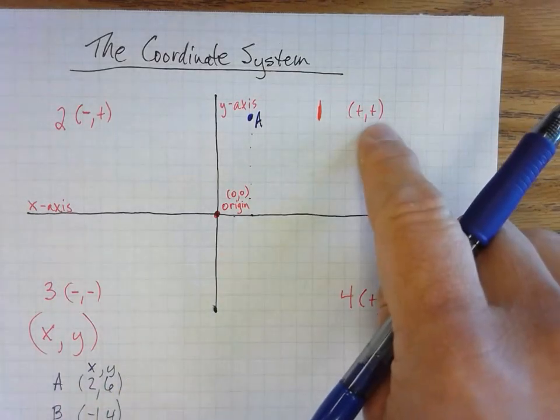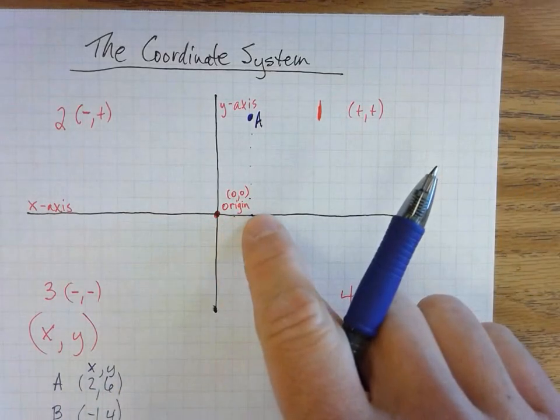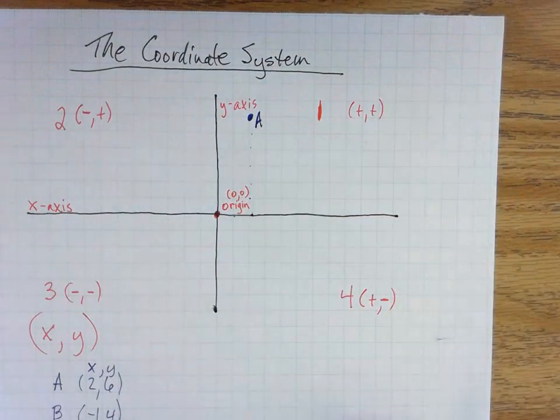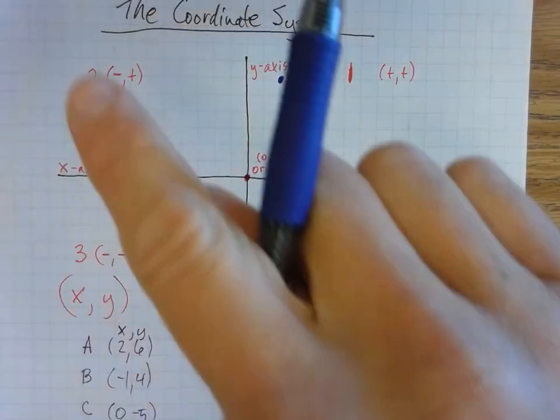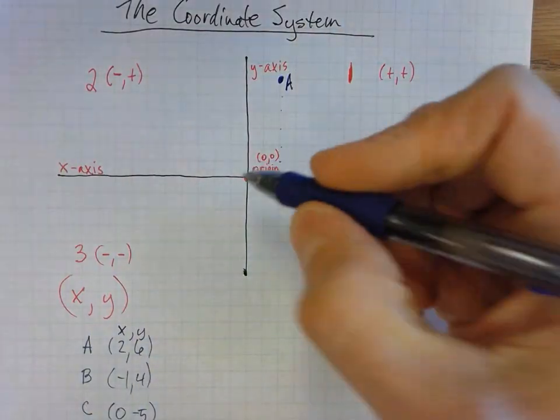Positive should be in the first quadrant, and we went over 2 on the x and up 6. All right, B is -1, 4. Negative, positive is over here in the second quadrant.